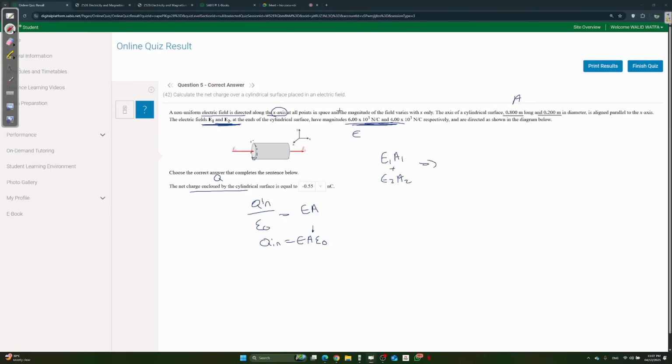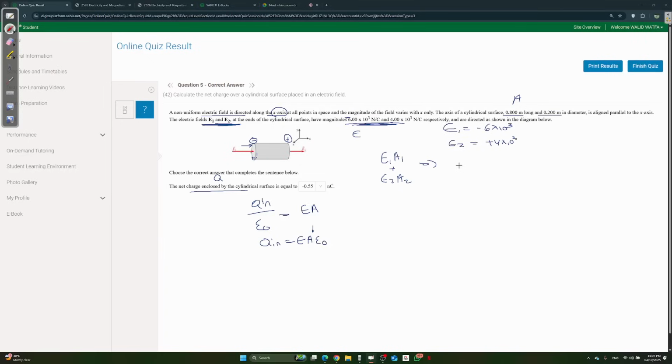So let's do it. E1A1. What's the first electric field? Since it's two different electric fields, you need to figure out which one's positive and which one's negative. Someone's going to say they're moving in the same direction, so they're positive. That's not how it works. One has to be positive, one has to be negative. How do you know which is which? If the electric field is going towards a place, doesn't it go towards the negative and leave the positive? Exactly. So over here it's going towards here, so here is negative. Here it's leaving, so here it's positive. So E1 is negative 6 times 10 to the 3, and E2 is positive 4 times 10 to the 3.